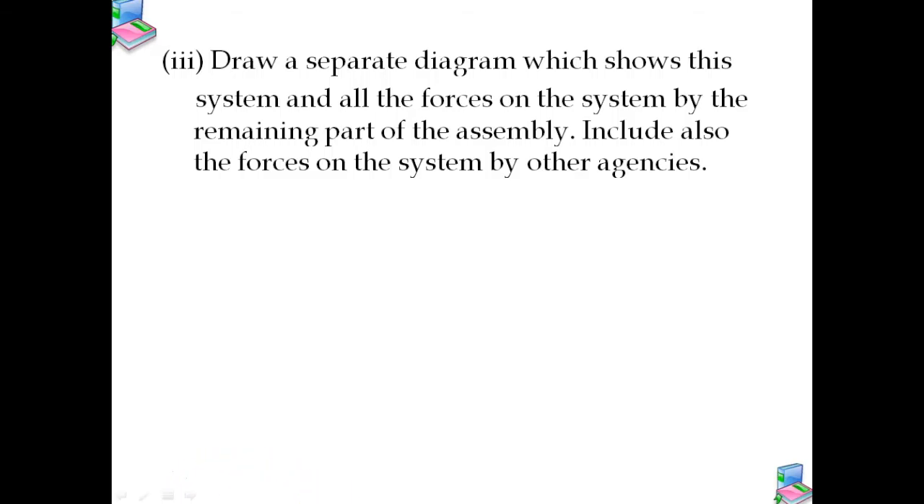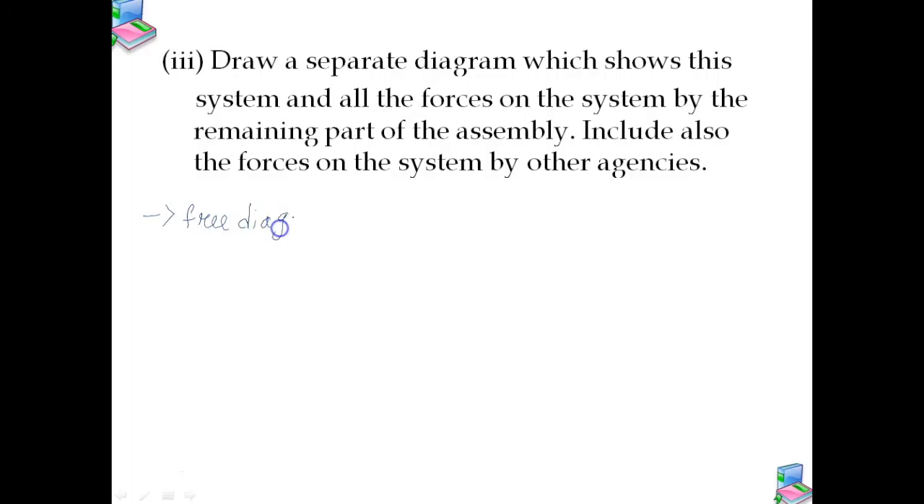In the third step, draw a separate diagram which shows this system and all the forces on this system by the remaining part of the assembly. Include also the forces on the system by other agencies. Do not include the forces on the environment by the system. A diagram of this type is known as a free body diagram. So we already used this free body diagram in the previous problems that we solved, isn't it?